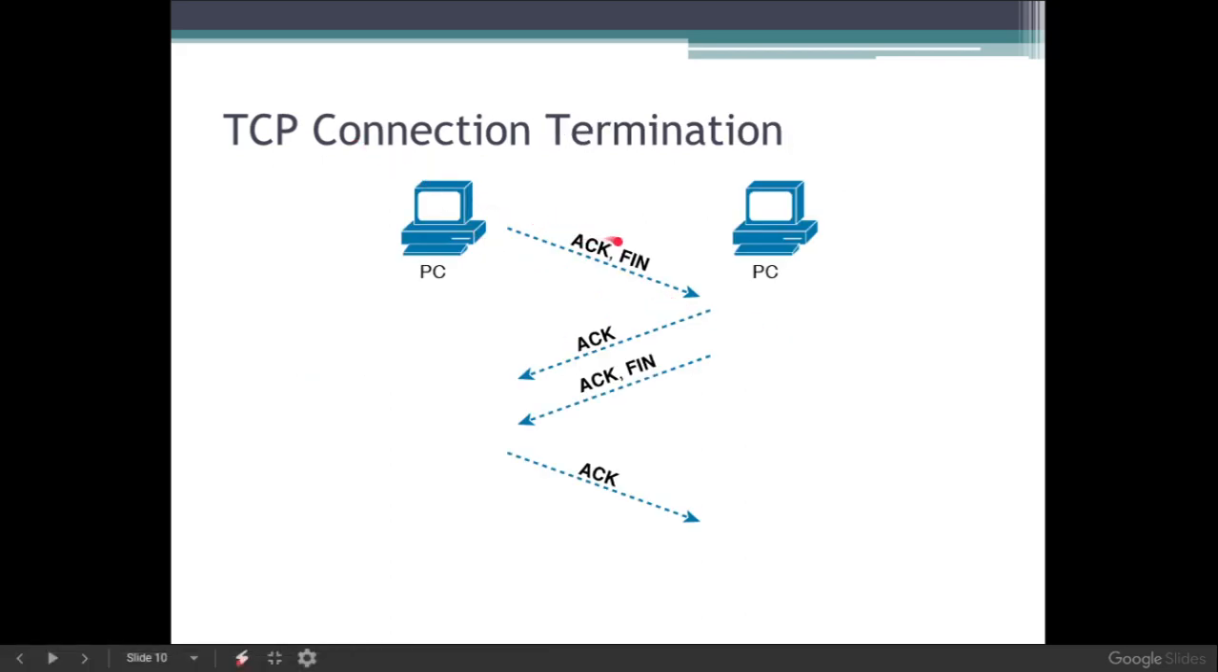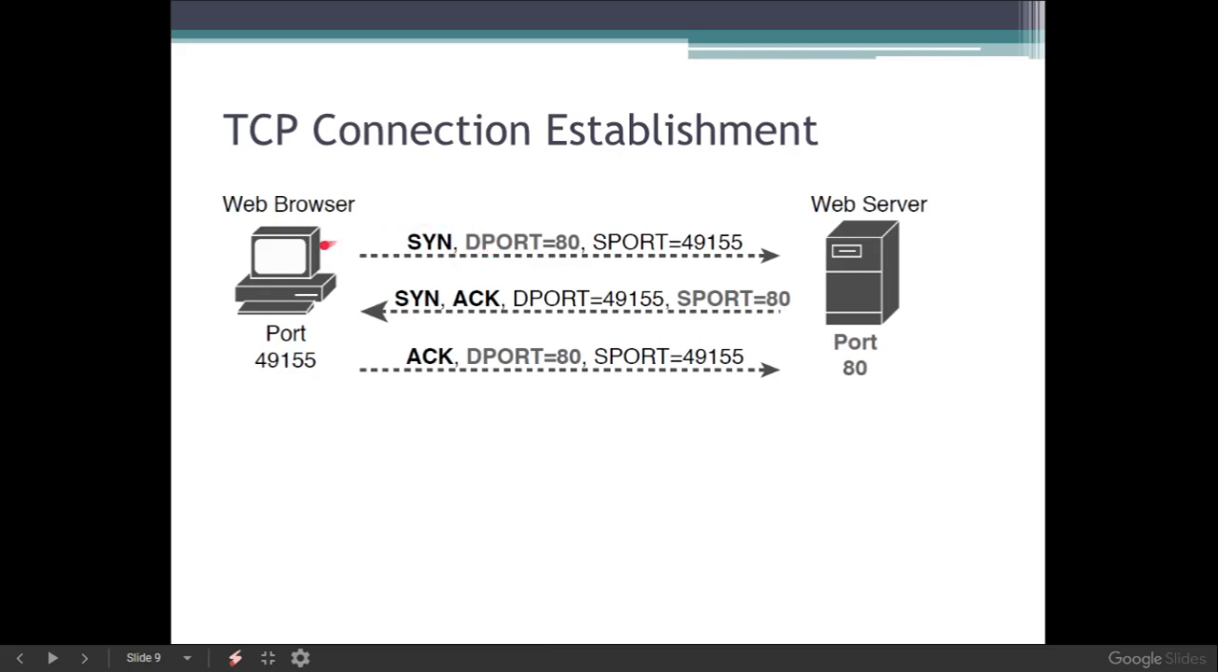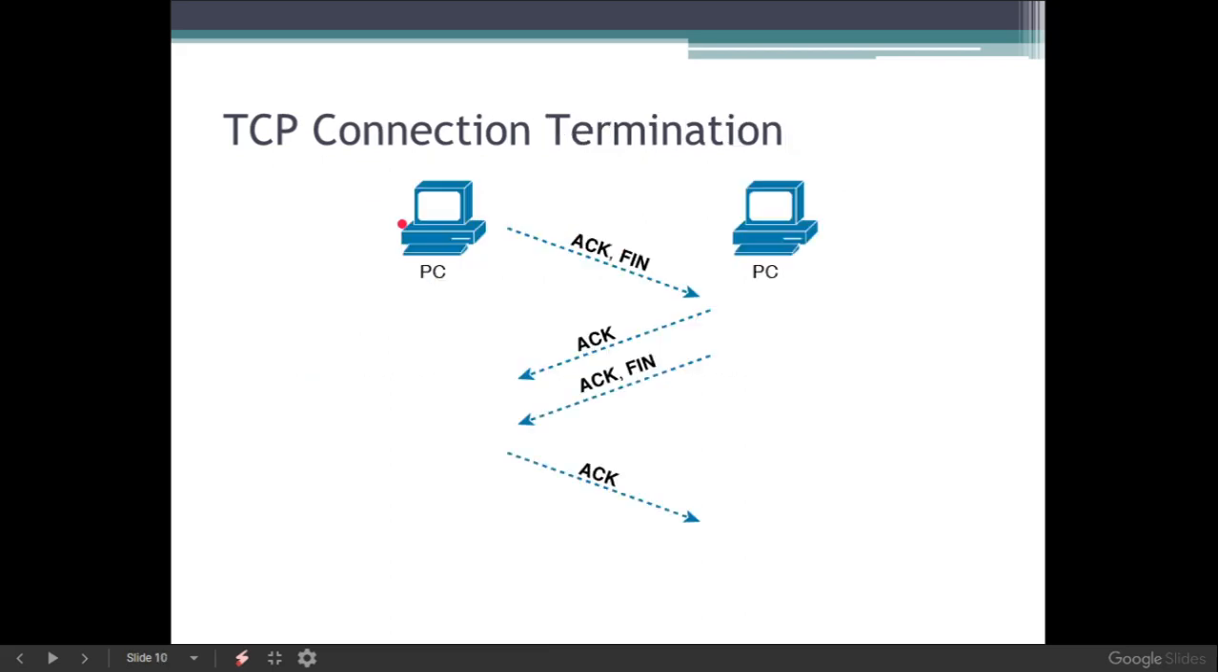So in the closing of the connection now, this is what we see happen. Any one device can close the connection. And it could be the client or the server, it doesn't matter. Any one of them can close the connection. So in this case, you notice we just have PC and PC because we do not want it to look like it's only one of them that could close the connection.